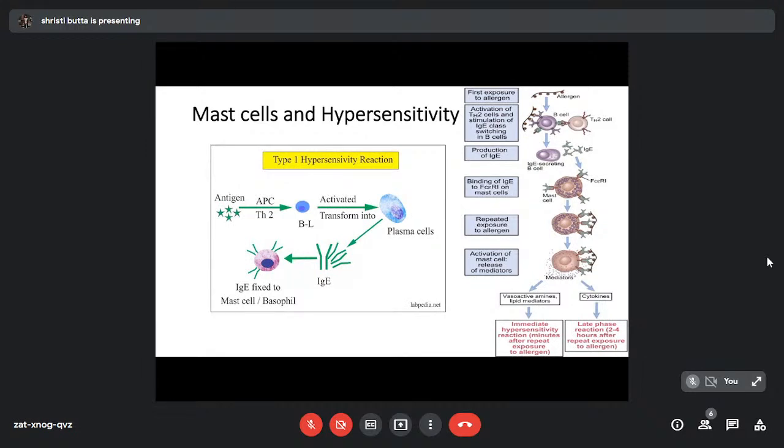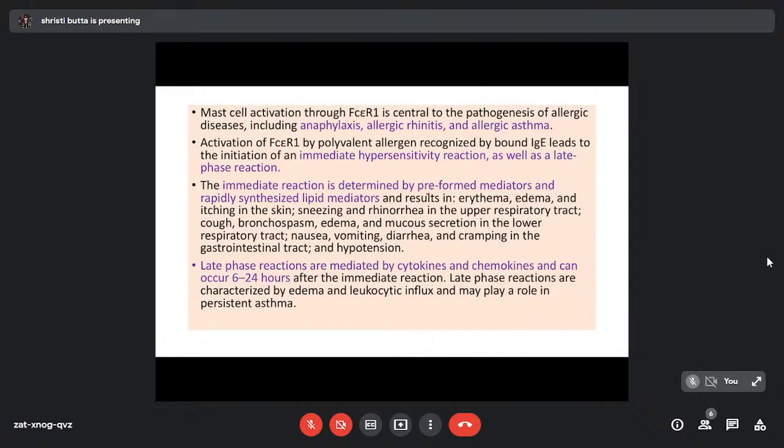Now, mast cell activation through Fc epsilon receptor is central to the pathogenesis of all allergic conditions. And similar to that is the type 1 hypersensitivity pathogenesis that I've just shown. It results in immediate hypersensitivity reaction, which is determined by the preformed mediators that are released. It results in erythema, edema, itching in the skin, sneezing, rhinorrhea, okay, bronchospasm, edema in the respiratory tract. Okay, whereas in the gastrointestinal tract, you have symptoms like nausea, vomiting, diarrhea, and cramping.